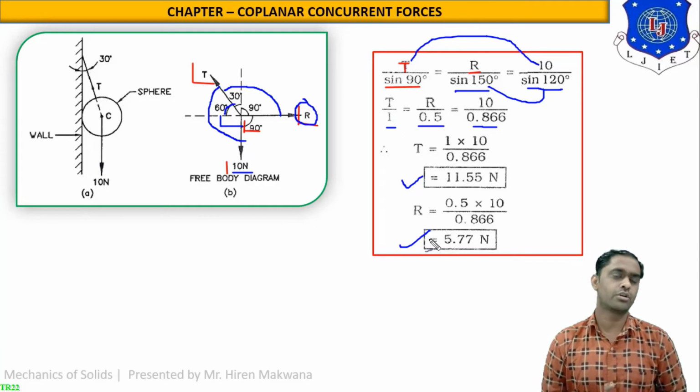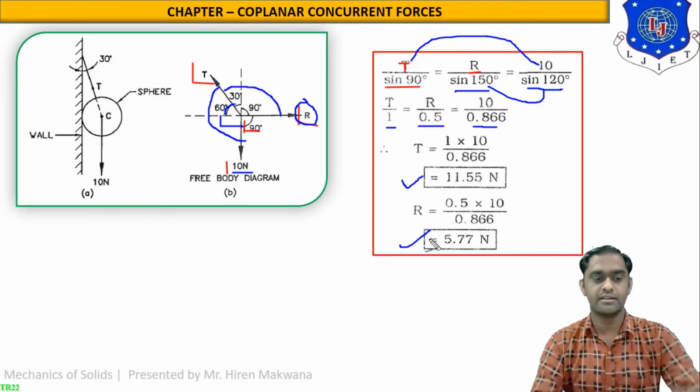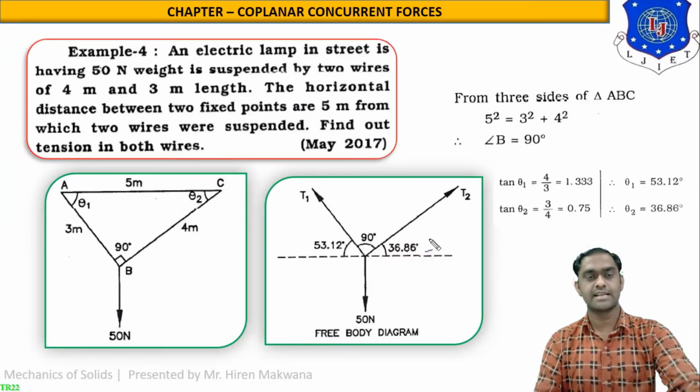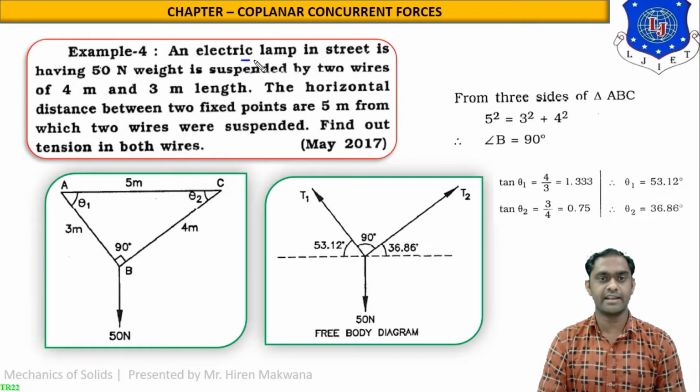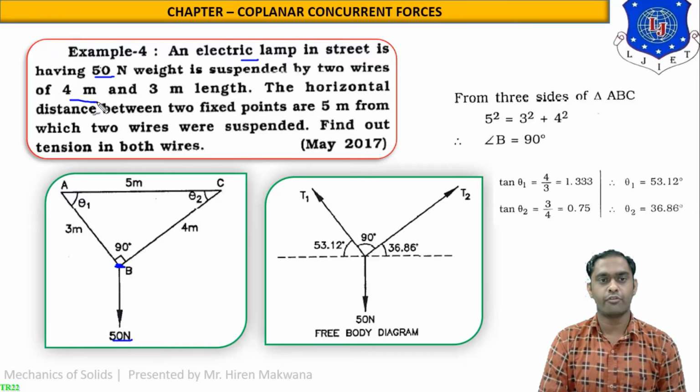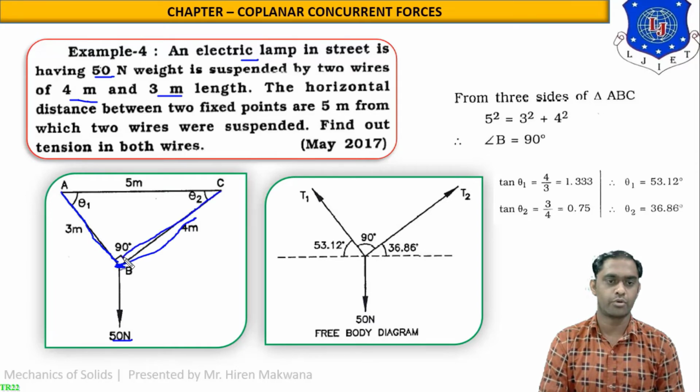Let us see one more numerical to understand the theorem. This is example number 4. What is given in this? An electric lamp in the street is having 50 Newton weight. So you can see this is the point B from which the electric lamp in the street is suspended, having weight 50 Newton. It is suspended by two wires of 4 meter and 3 meter length. So this is the wire which is having length 3 meter. This is another wire which is having length 4 meter.